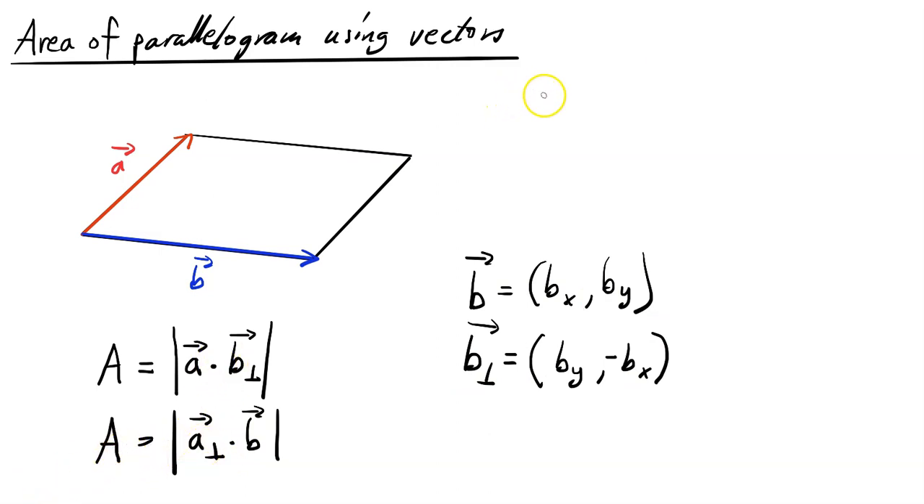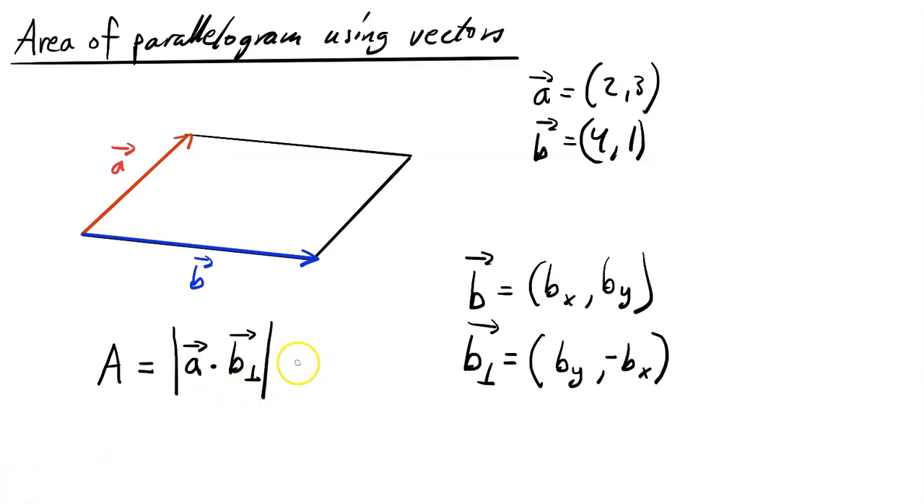So let's take an example. Let's say that A is equal to (2, 3) and B equal to (4, 1). Then we can take any of these two. So let's just take the first one. So we need to figure out what B perpendicular is. A is (2, 3).